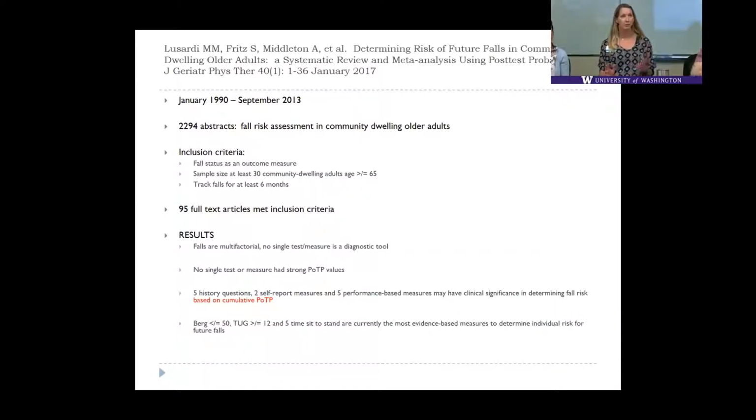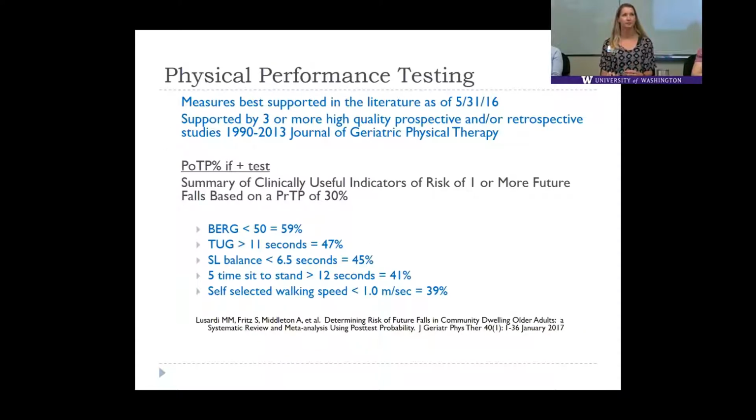The other big place I'm getting recommendation information from is this study done by some physical therapists, and it was published in the Journal of Geriatric Physical Therapy in 2017. And they set out to basically look at what screening questions and what objective measures are going to give us the highest post-test probability of determining if our patient's going to be at risk for a fall. And they came up with the fact that there is not one test, which is pretty easy to understand, and it's going to be a combination of tests, objective tests and subjective screening questions.